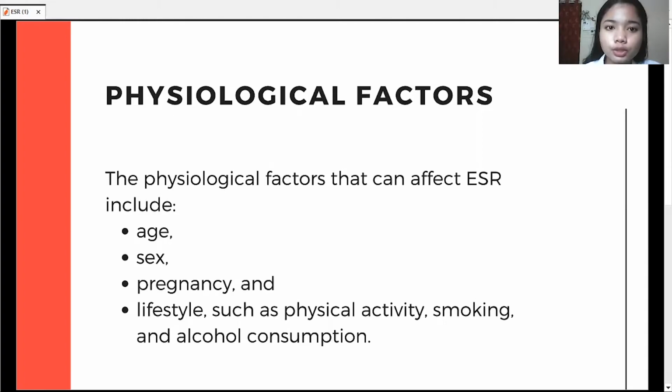Higher ESR values are found in individuals who smoke. Meanwhile, lower ESR values are found in light alcohol drinkers and individuals who practice minor physical activity.